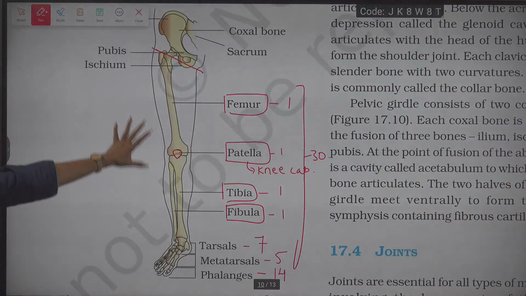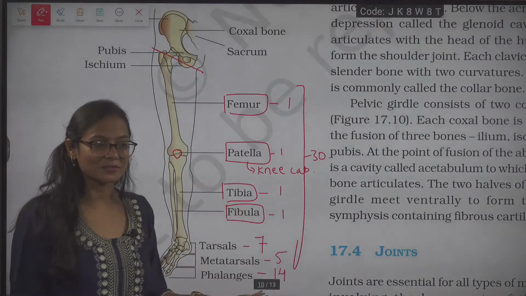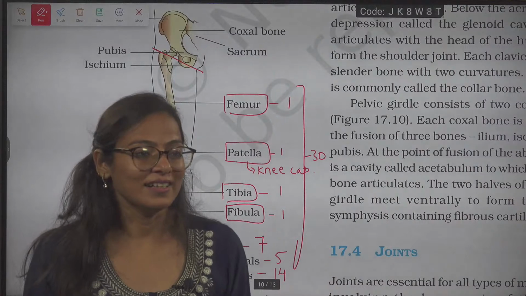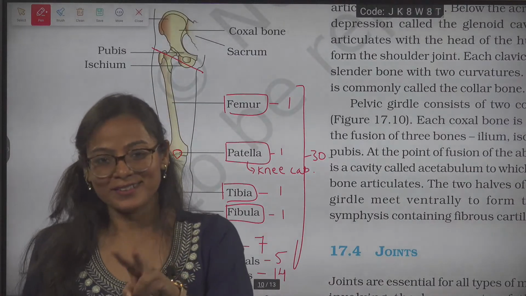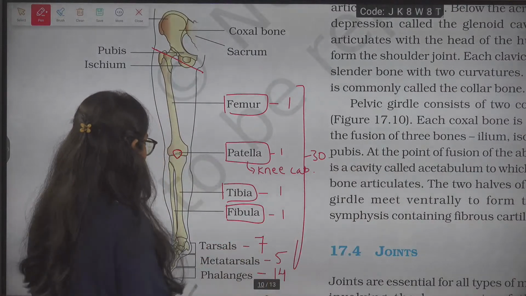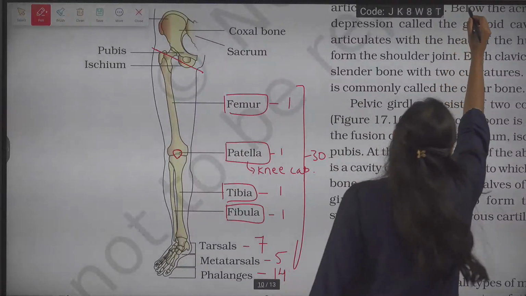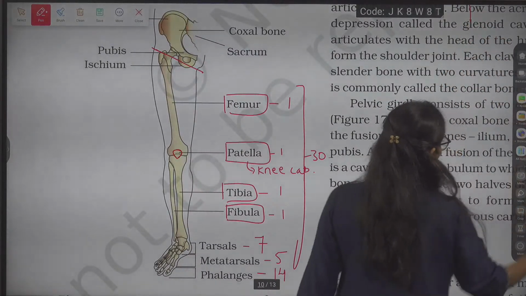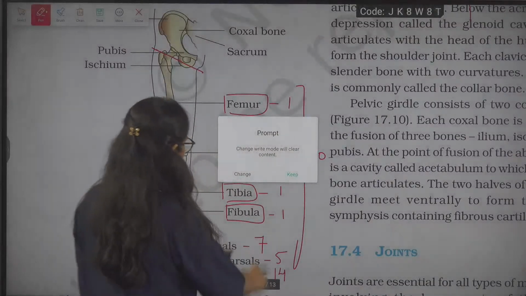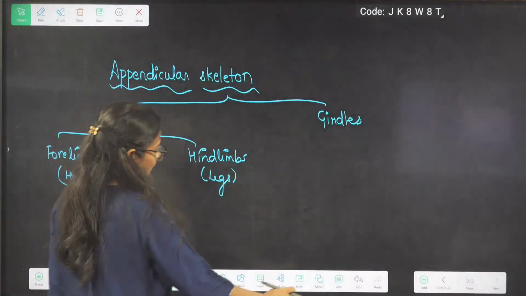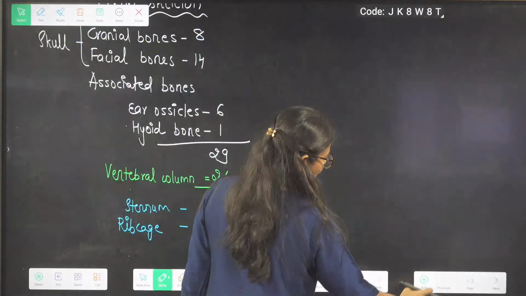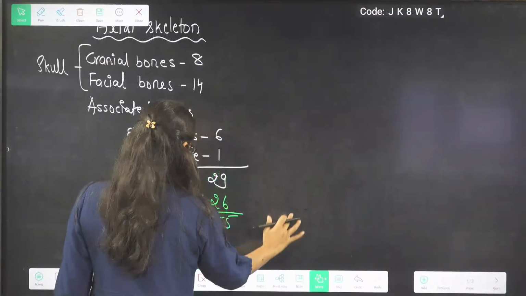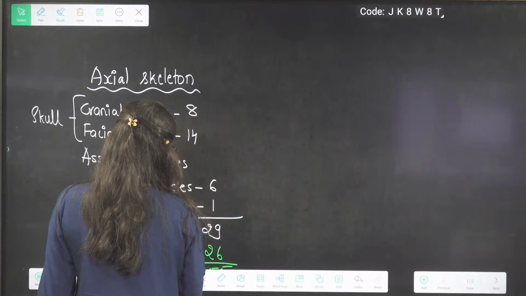Okay, so bones of legs done. How many legs do you have? At least be fast in answering this. 2. So 30 times 2, yes, 60. So now let's add this in the slide. Yes, so here we did the calculation. So let's add the bones of the appendicular skeleton.